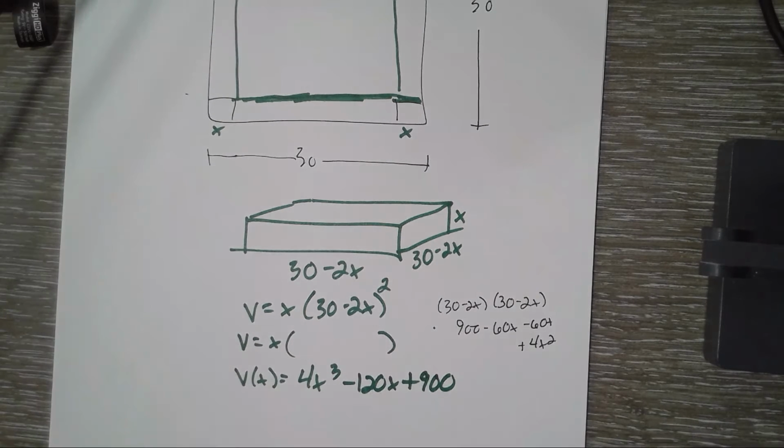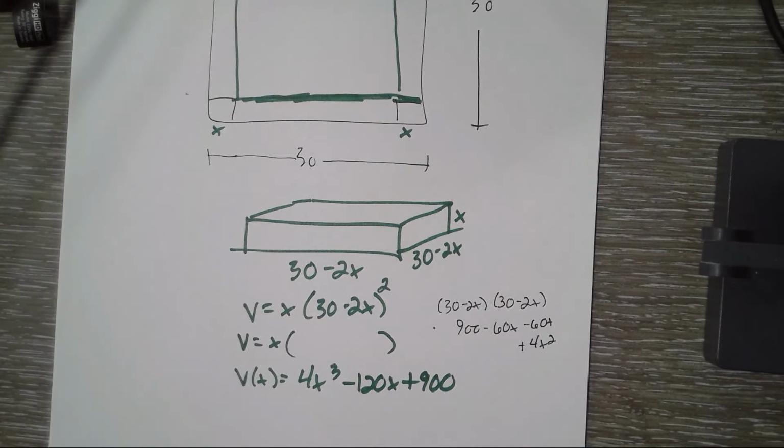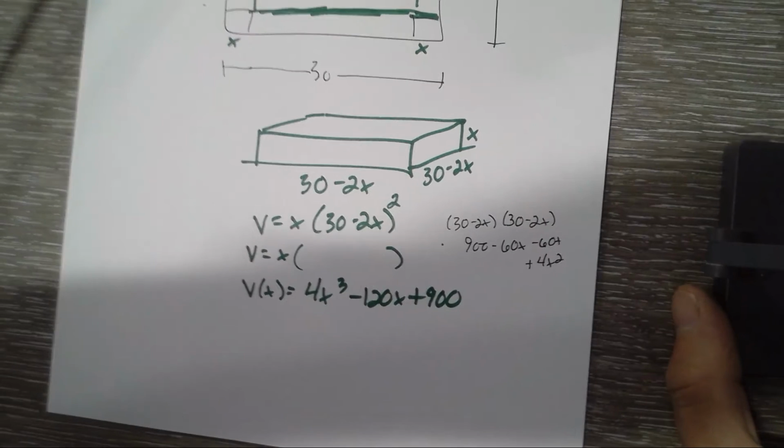Alright, so state the domain, that was part A. State the domain of V, the volume. Okay, so we could actually state the domain of V. Okay, so possible x values of our function V.